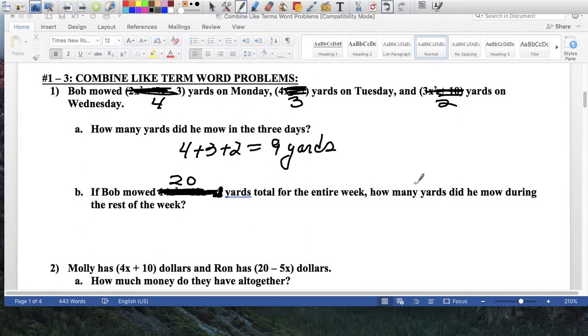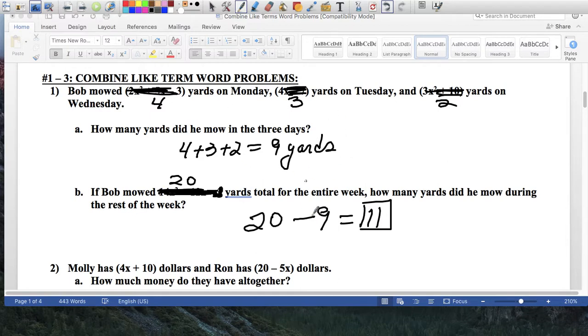So what about Thursday, Friday? Well, I don't know that week. Well, what about Thursday, Friday, Saturday, and Sunday? Well, this is how much he did Monday through Sunday. If we take out what he already did on Monday, Tuesday, and Wednesday, we're left with 11. So this is what he mowed the rest of the week.